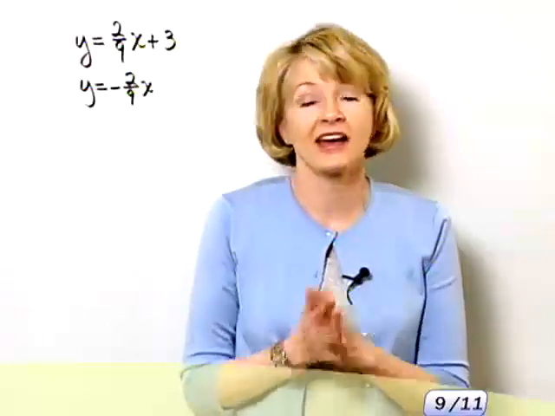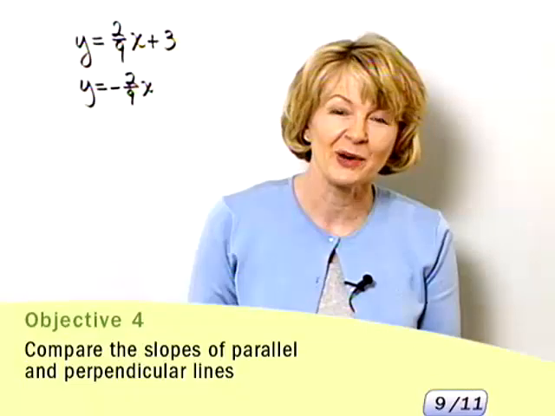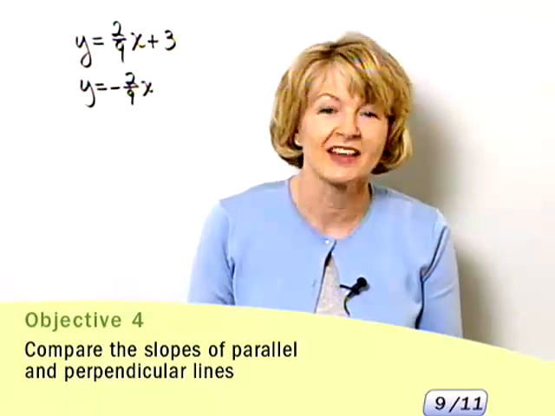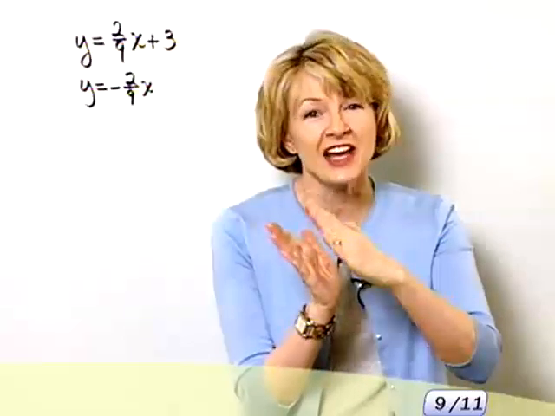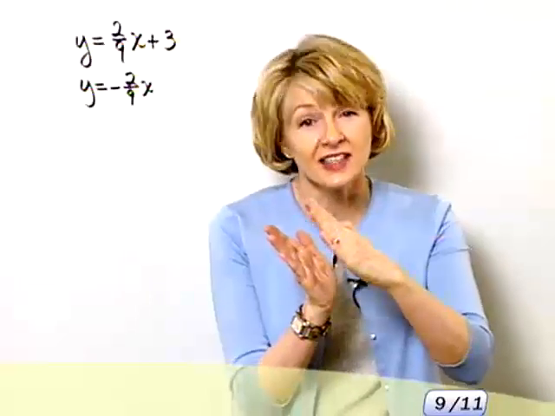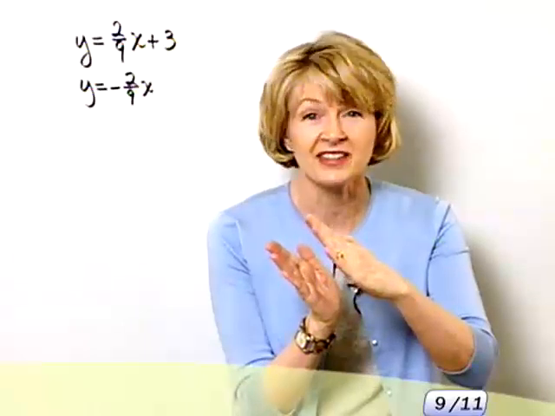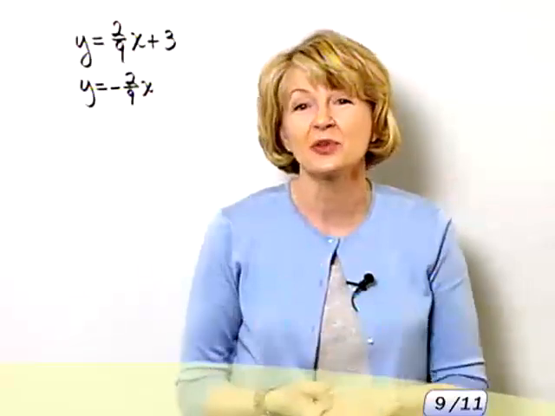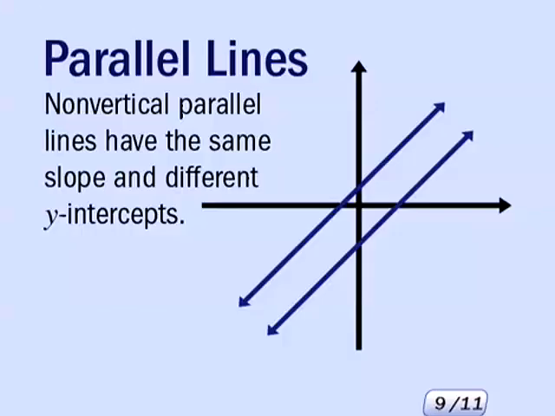Now that we've talked about how lines tilt, now that we've talked about their slope, let's talk about parallel and perpendicular lines. Doesn't it make sense to you that since parallel lines never meet, they must then tilt the same way, and if they tilt the same way, they have the same slope? That is true in general. Let's look at the following. Non-vertical parallel lines have the same slope and different y-intercepts.